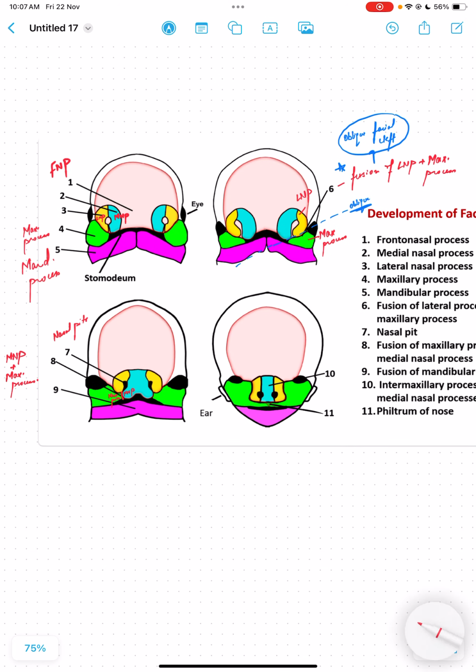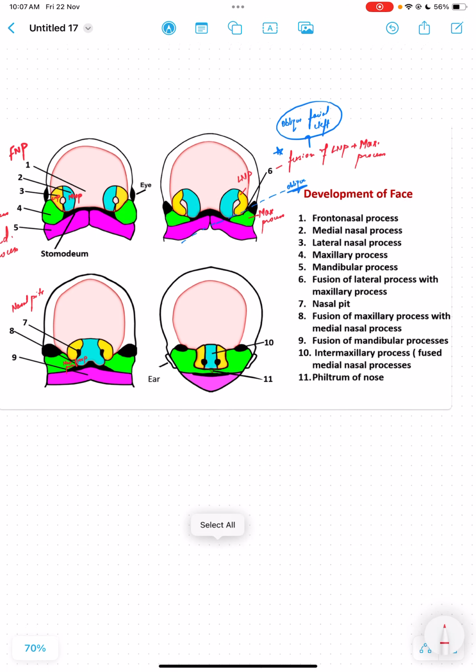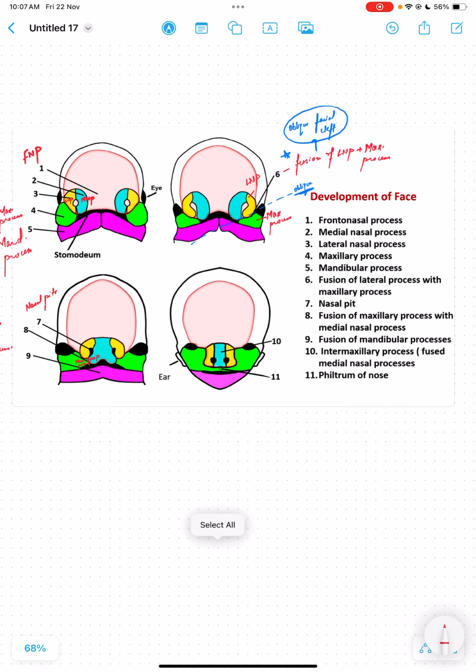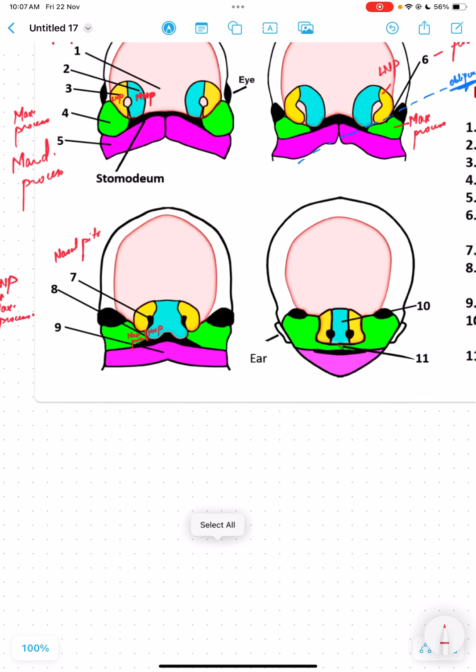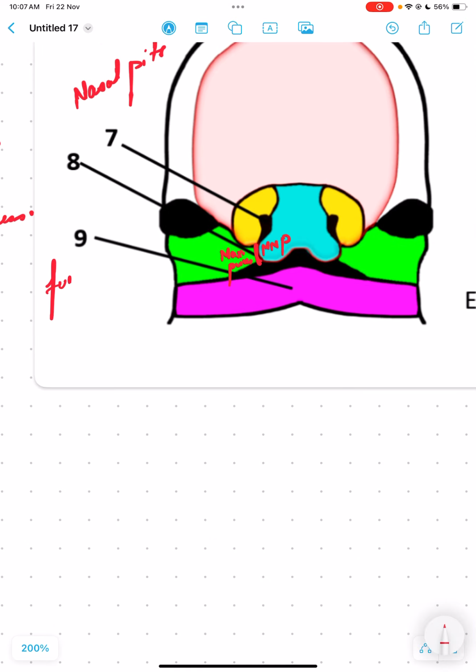Now what are the other structures marked? The ninth shows the fusion of the two mandibular processes. Like here the mandibular processes were divided, here in the ninth we have fusion of the two mandibular processes.